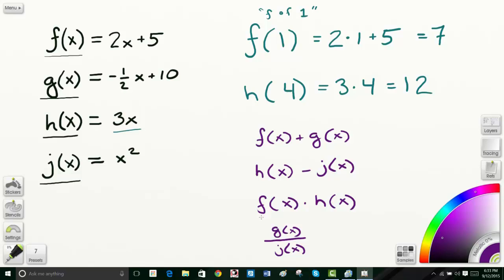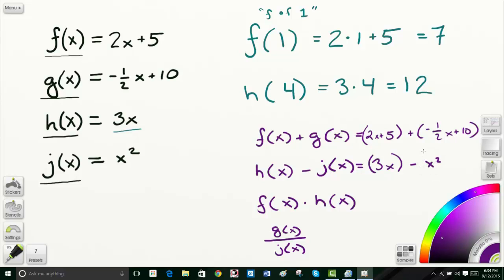And all that I'm doing is just taking the information. So if it says f of x, I'm just going to replace that with 2x plus 5, which we just did. And then it says plus g of x, so I replace that with plus negative 1/2 x plus 10. Same thing for the subtraction example, except that I'd make sure to use the information from h of x, which is 3x. And then I would subtract from that j of x, which is x squared.